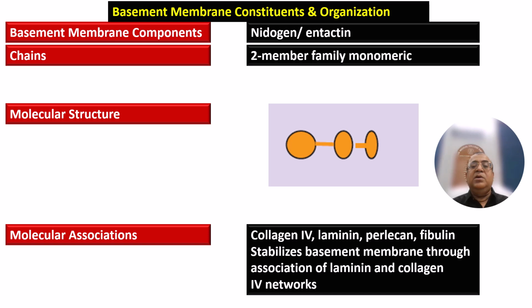Now the nidogen or entactin is a two-member family monomeric molecule, and it basically anchors the laminin and other structures. So the molecular associations are collagen 4, fibulin, perlecan, laminin, and it stabilizes the basement membrane by associating itself with the laminin and collagen type 4 network. So it keeps them together. It is basically connecting these two, collagen 4 and laminin.